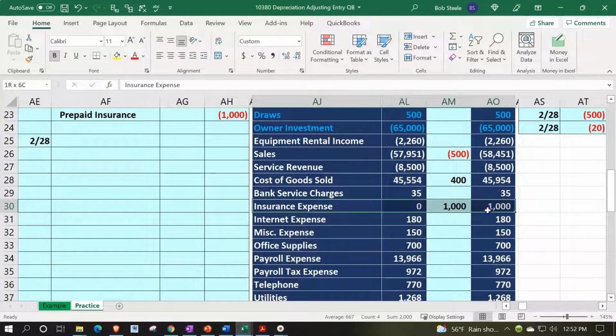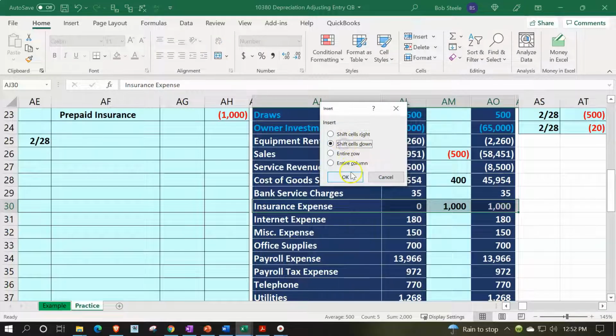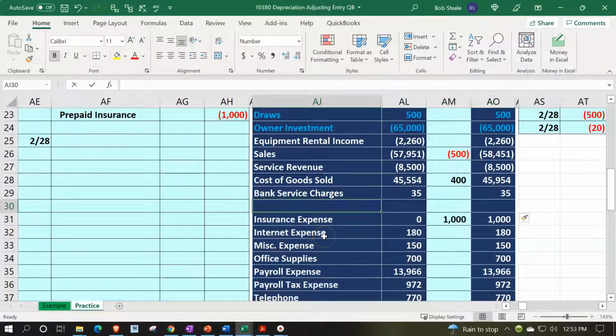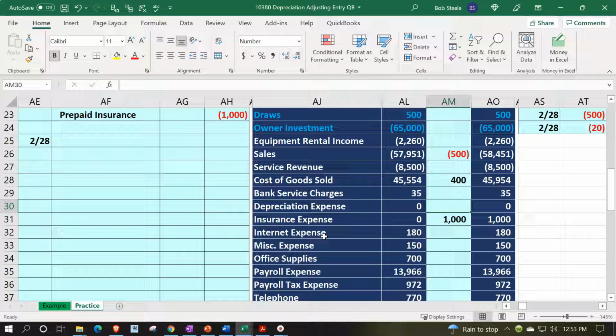And I'm going to make sure I select over here to this skinny cell, because I have hidden cells, and I want to make sure that my other columns over there, which are going to be the reversing entries, are fixed as well. They're going to move down as well. So I'm going to right click on those items and insert, shifting the cells down, and then we're going to name this depreciation expense. Zero starting point, ending point in place. Then let's record this out.